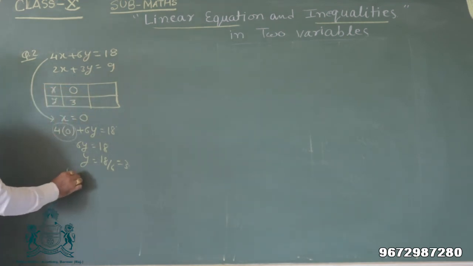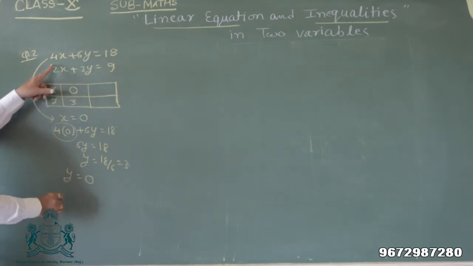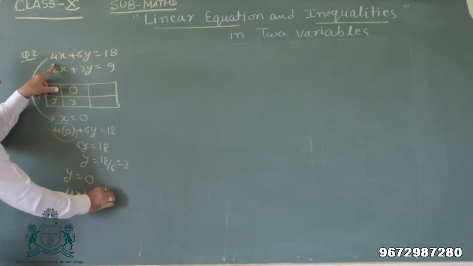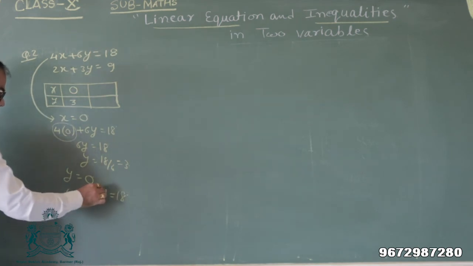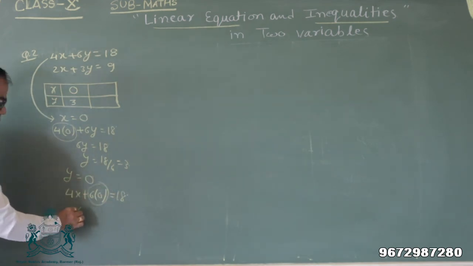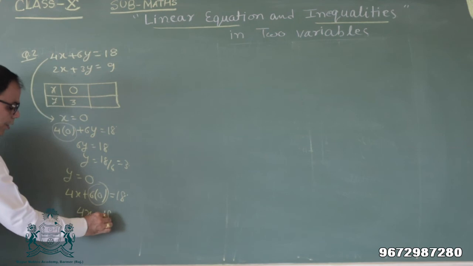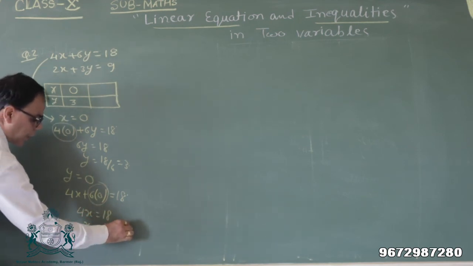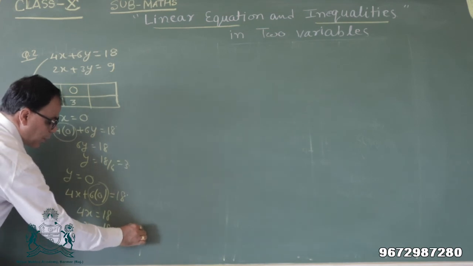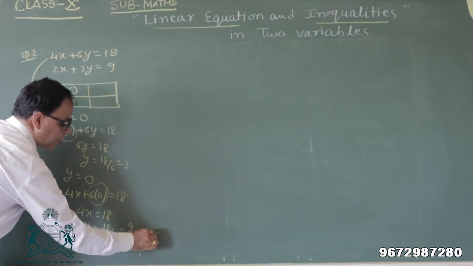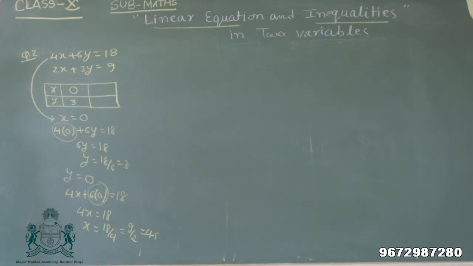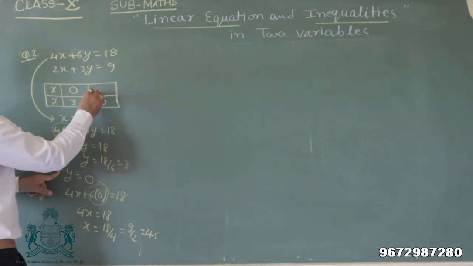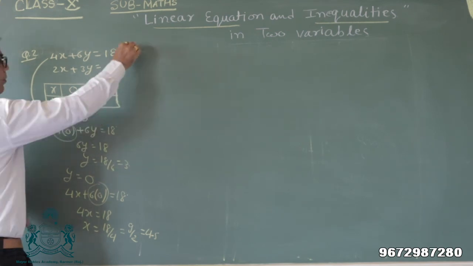Second case, y equal to 0. 4x as it is, 6y, put the value of 0 equal to 18. This number is 0. 4x equal to 18, x equal to 18 by 4, cancel 9 by 2, divide by 2, 4.5. Put the value of y equal to 0, then x equal to 4.5.